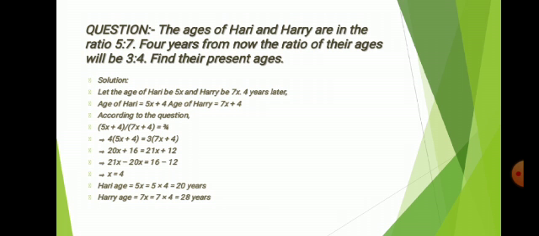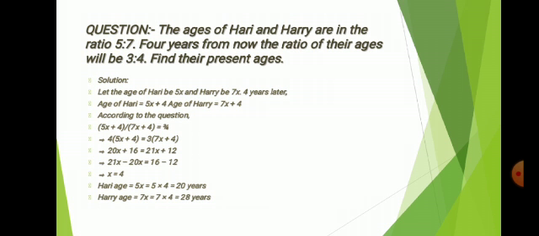Now 4 is multiplied with the whole bracket 5x plus 4: 5 4s are 20x plus 4 4s are 16. On the right hand side, 3 is multiplied with the whole bracket: 3 7s are 21x plus 4 3s are 12. Now 20x plus 16 is equal to 21x plus 12. Now we will write constant terms on one side and the variable terms on the other. So 21x minus 20x is equal to 16 minus 12. The value of x will be 4.